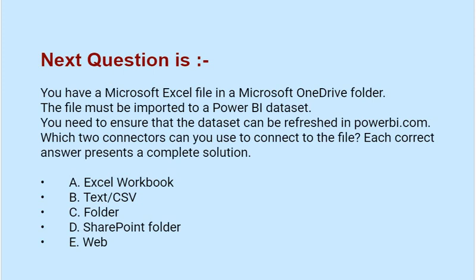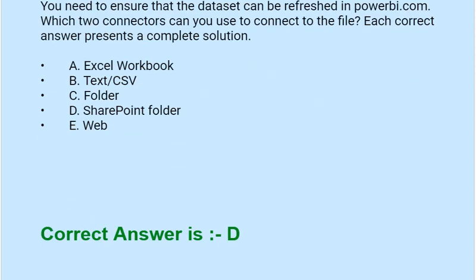Option A, Excel workbook. Option B, text or CSV. Option C, folder. Option D, SharePoint folder. Option E, web. Correct answer is option D.